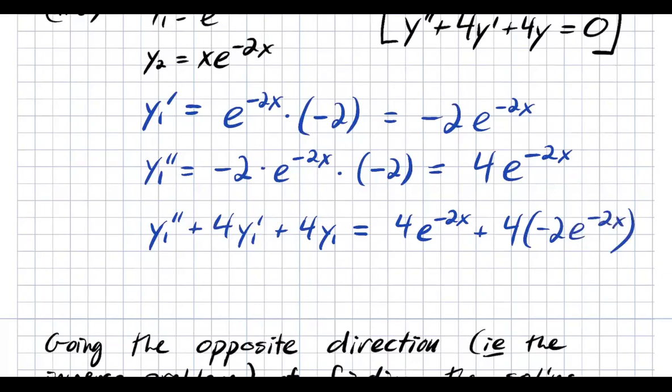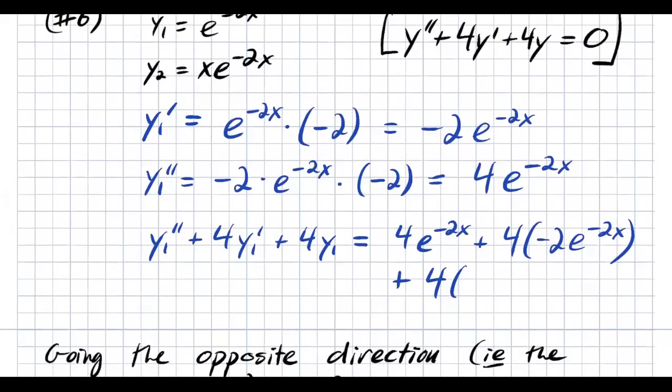And then we will add 4 times y1. So 4 times y1. What is y1? Okay, so it is e to the negative 2x.